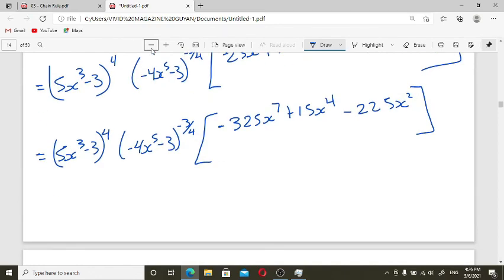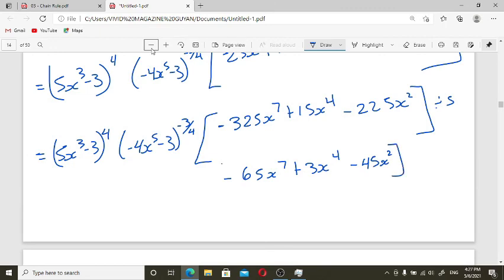Alright, so you should already take note that there's a lot of 5s that could work here. So I'm just going to say divided by 5. So this will give me minus 65x to the 7th plus 3x to the 4th. And minus 225 divided by 5. Yeah, I actually didn't finish writing this question. That's how bad that particular part had me.